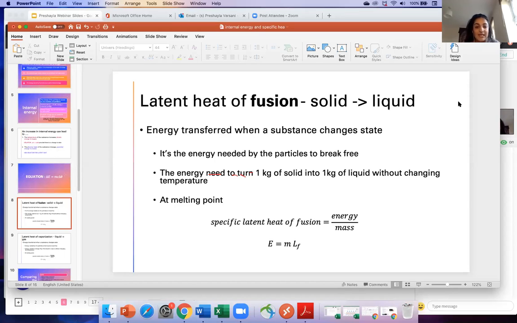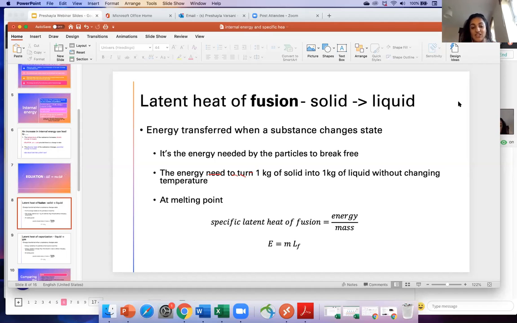Now, latent heat can also be described as the energy transferred when a substance changes state. So as we go from a solid to a liquid, what is the energy being transferred? It's the energy that is needed by the particles in the solid to break free and turn into a liquid. Okay, so in a solid, they're really rigid, there are really strong forces between them. But when this latent heat of fusion comes in, it breaks apart the molecules and turns a solid into a liquid.